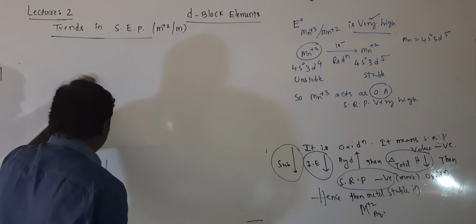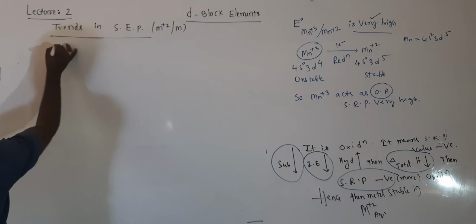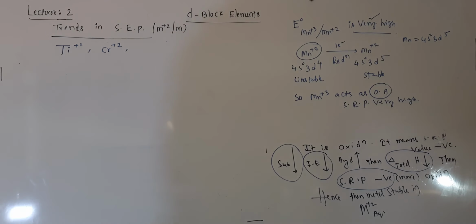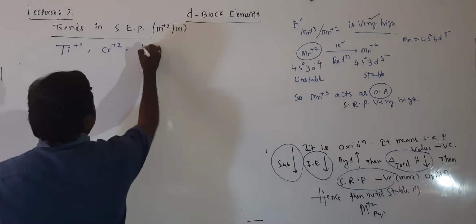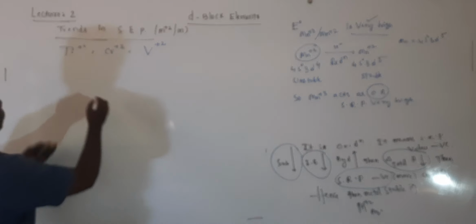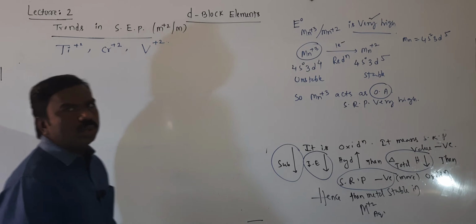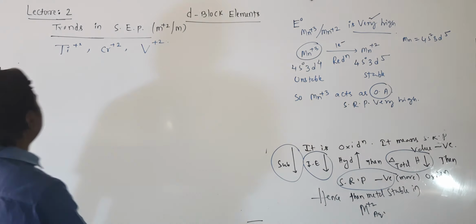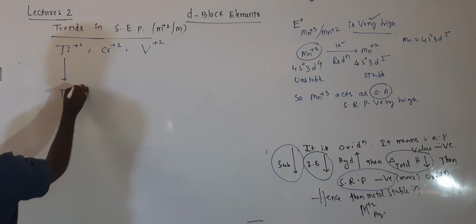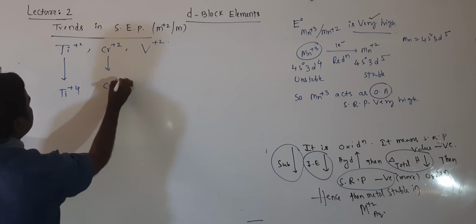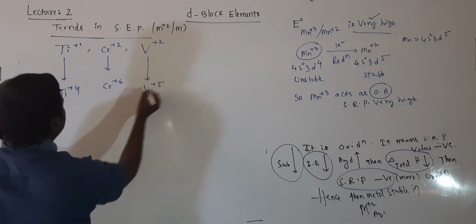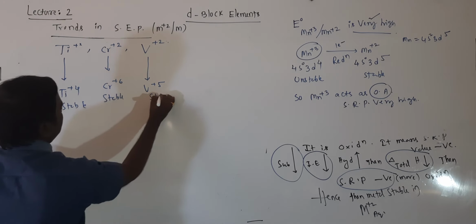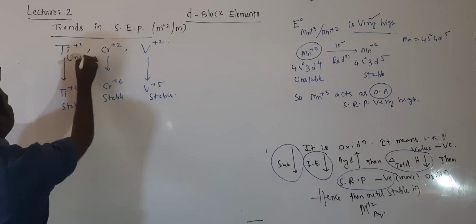Ti plus 2, Cr plus 2, V plus 2. So titanium configuration is 4s2 3d2. It is stable in Ti plus 4. Yes, Ti plus 2 to Ti plus 4, Cr plus 2 to Cr plus 6, V plus 2 to V plus 5. These are stable, so these plus 2 ions are unstable, students.